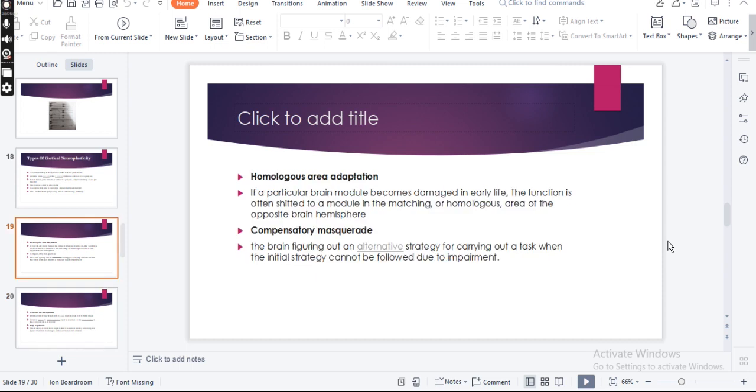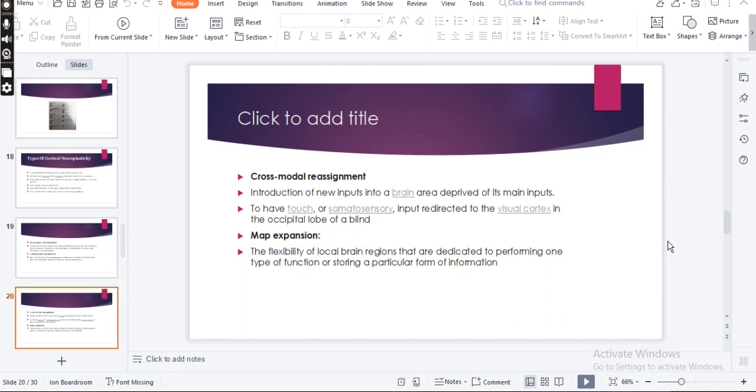Here, what happens? If the brain becomes damaged, then the function is shifted to the matching area. In compensatory masquerade, there may be another strategy to meet the task or demand of the damaged area. In cross-modal reassignment, new inputs develop, and if a brain area is deprived of its main input, then there may be a shift. While in map expansion, there is flexibility of local brain regions that are dedicated to performing one type of function or storing a particular form of information.